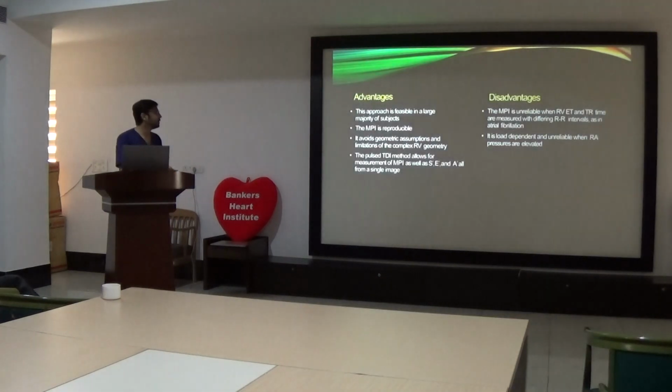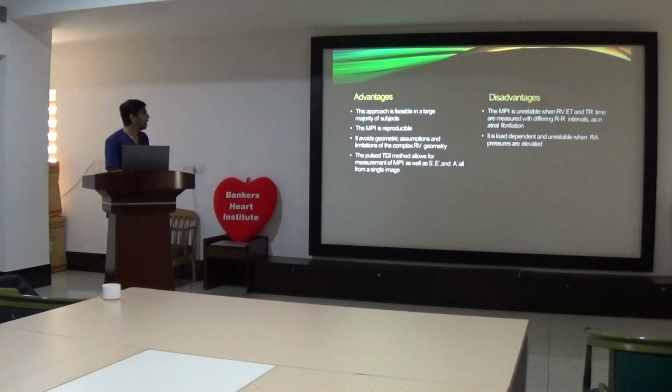So what are the advantages of RV MPI? This approach is feasible in a large number of subjects. The MPI is reproducible. It has no geometric assumption, which is a limitation of the complex RV geometry. The pulse tissue Doppler imaging method allows measurement of MPI as well as S prime and E/A in a single image.